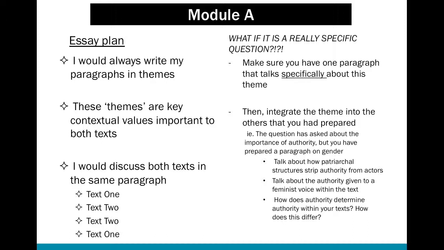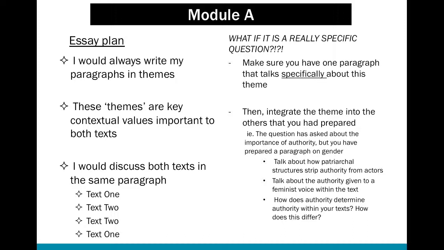A lot of people freak out in Module A when looking at past papers and see that they have really specific questions sometimes. What I would do in times like these is have my first body paragraph specifically about the theme that they have given in the question, and then for the rest of my body paragraphs, the other two, I would talk about what I had prepared, but integrate the theme underlying it.